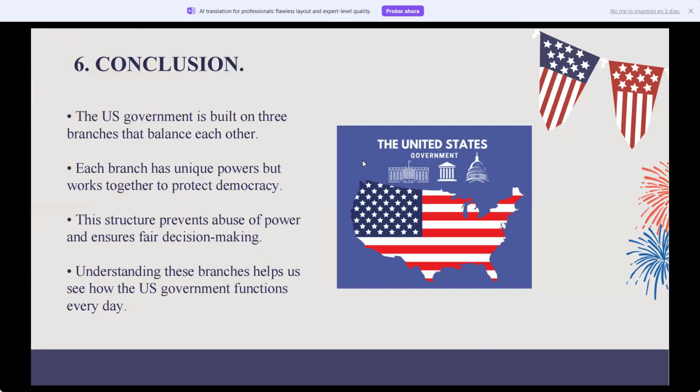Next picture. And now, as a conclusion, go ahead, Maciel. In conclusion, the USA government works through three branches that balance each other to prevent the abuse of power. Each branch has clear responsibilities but is dependent on one another to keep the system fair and democratic. The structure is essential for making decisions that affect the whole country.